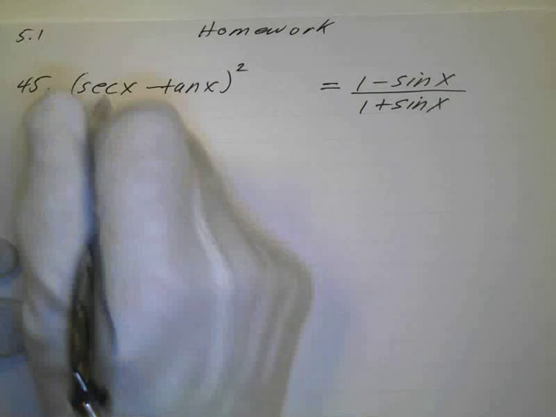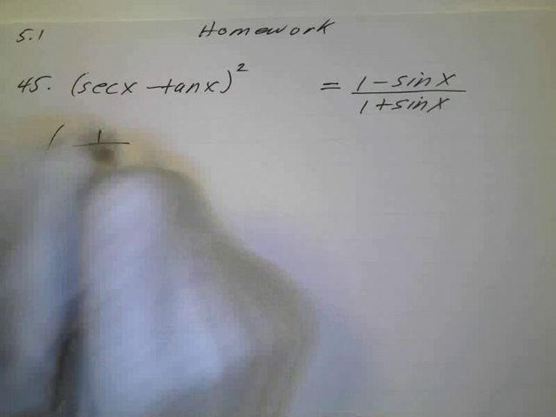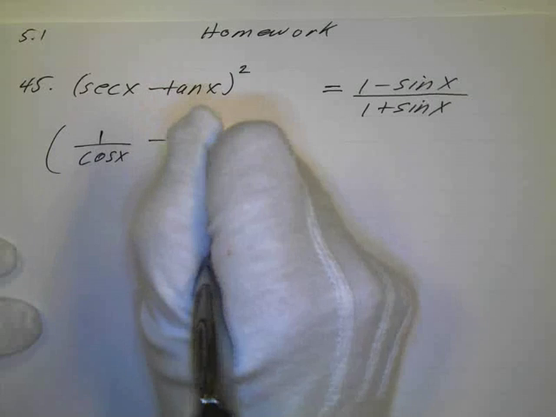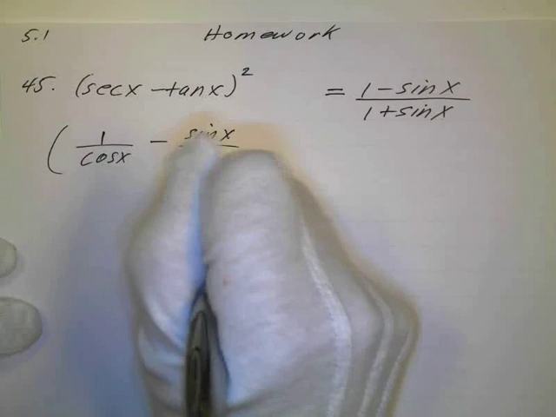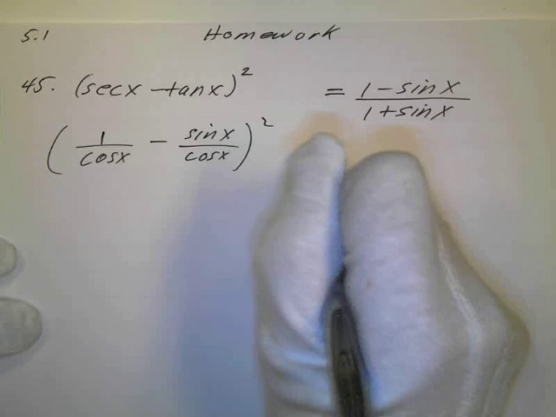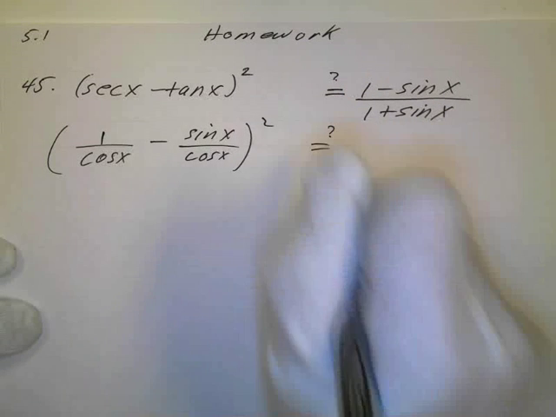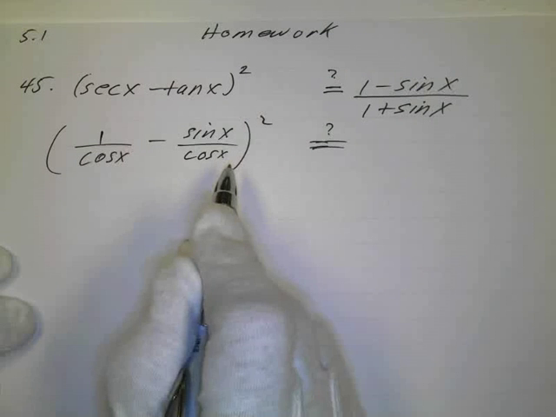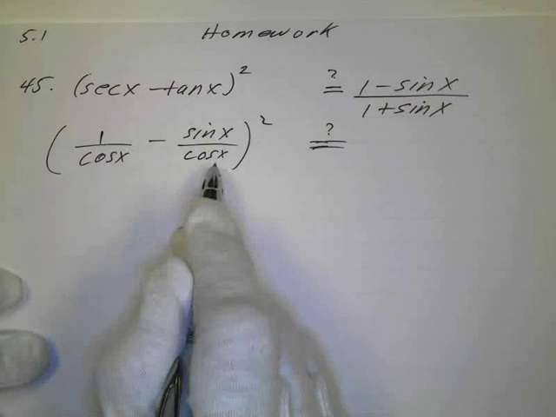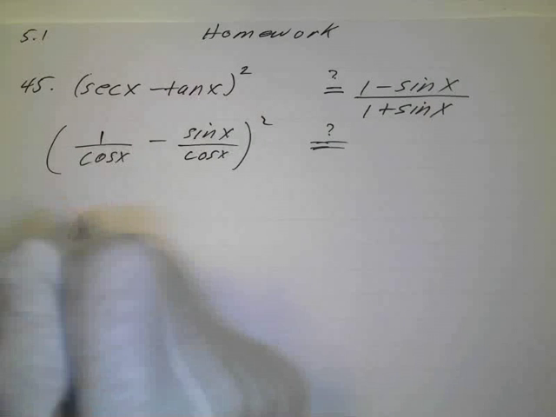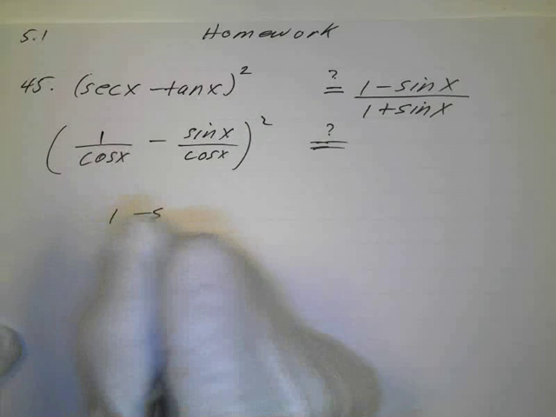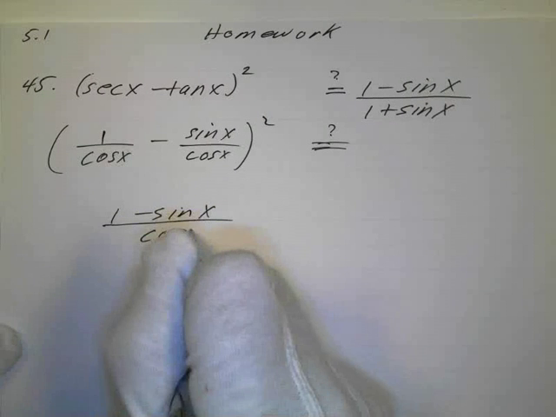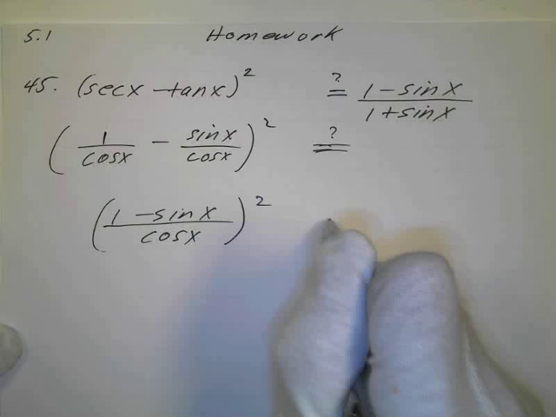So this is going to be the same thing as, and the secant is the same thing as what? 1 over the cosine minus the sine of x over the cosine of x. I'm not going to worry about the square yet. I'll put a question mark there because we don't know that those are equal. And then I'll try to get one fraction, which is pretty nice because it's already got a common denominator. So, gee, I lucked out here. So I've got 1 minus the sine of x all over the cosine of x squared.